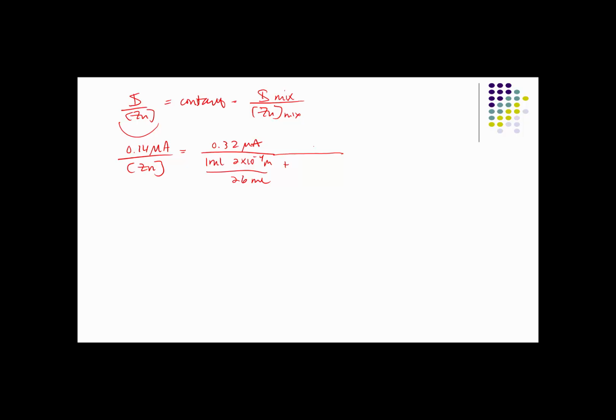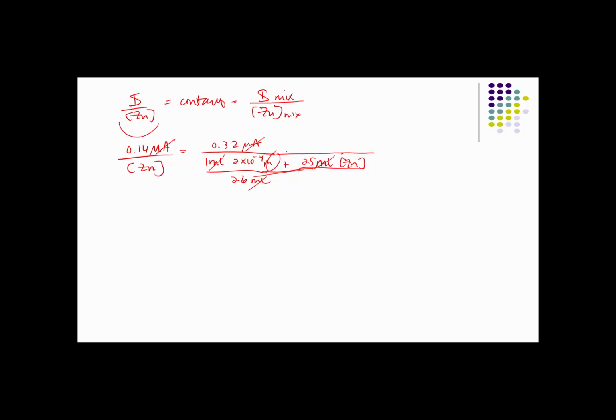And I have one more component. That was my standard. I have my unknown zinc sample. Well, I had 25 milliliters of it. Its concentration is zinc, and it's been diluted to 26 milliliters. So milliliters cancels out, microamps cancels out. Everything looks really nice, and you can see the units for my concentration are going to end up being molarity. So now what I want to do is to rearrange and solve here.